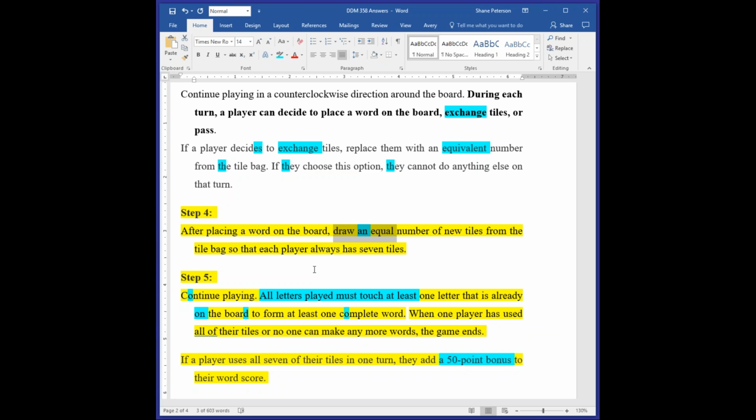Continue. All letters played must touch at least. Perfect. One more. All letters played must touch at least. Again. This time. All letters played must touch at least one on the board.